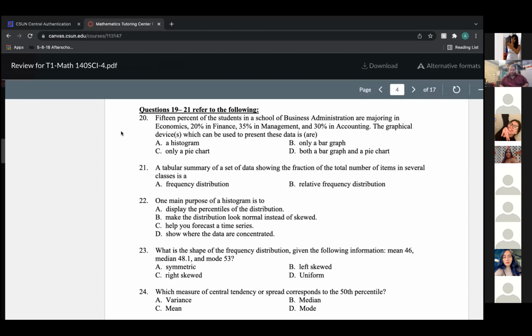In other words, where are your highest columns? That's where the data is mostly concentrated. So the answer to 22 would be D.